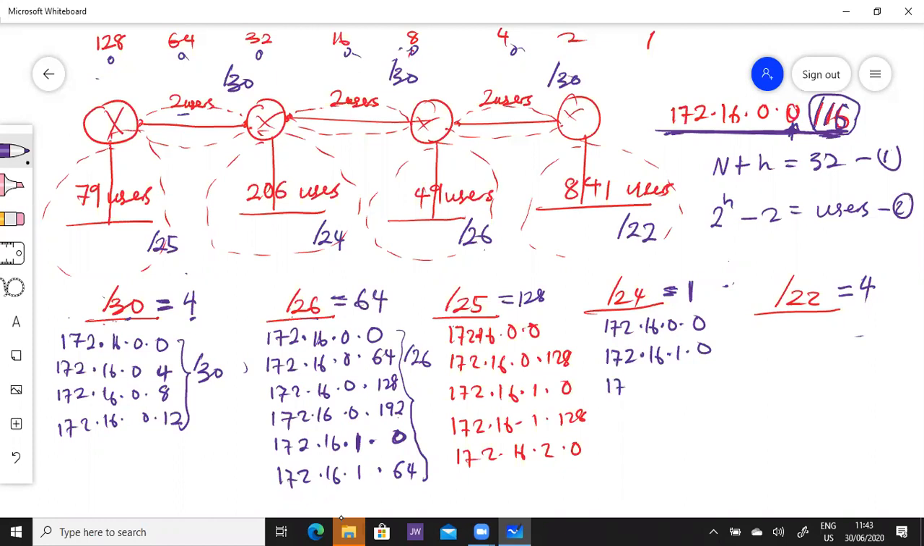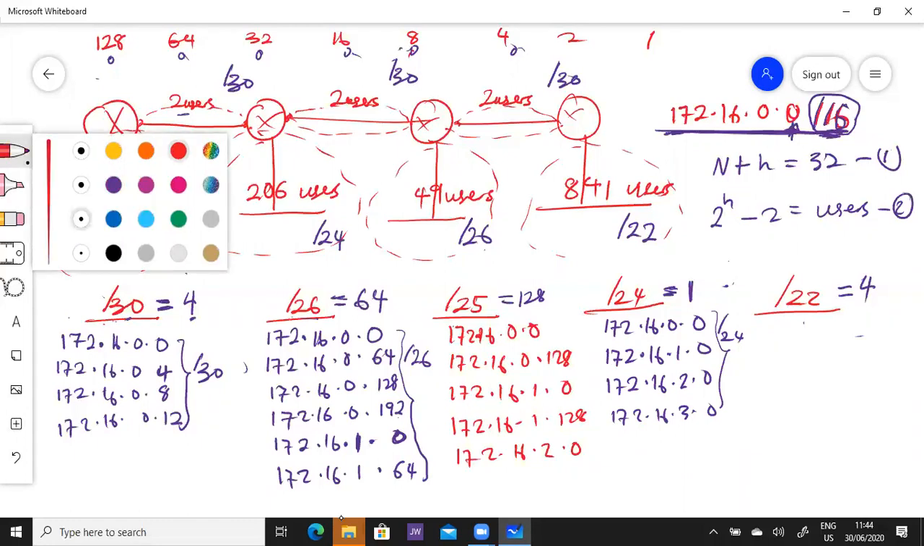For a class B, at times you can have some in the third octet, some will also be in the fourth octet. So take note. 3.0. All these are subnets. Okay, they are subnets and they are all /24. What about the /22? It's also in the third octet. /22 is also in the third octet.